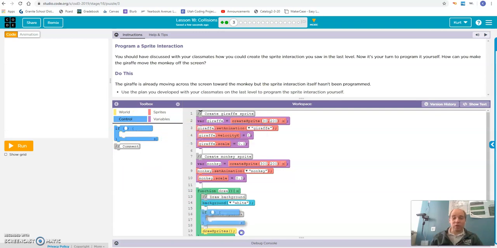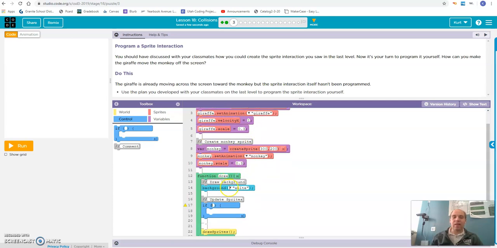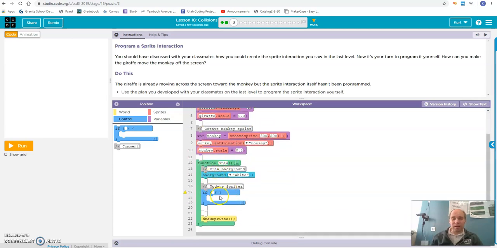All of this, of course, is occurring within the draw loop. If you remember, we've gone over this lots of times. You set up all of the variables and the sprites in the beginning, and then you manipulate them in the draw loop. That's the meat of the program when it's really running.